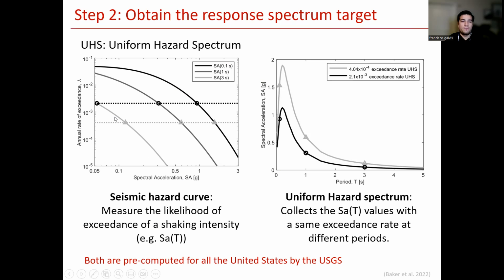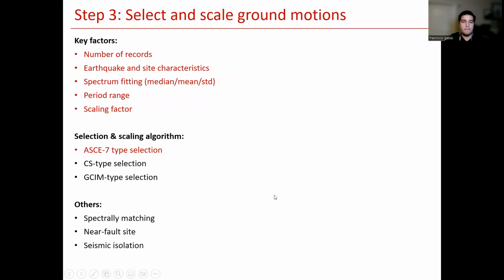And you can throw a horizontal line here, which basically says what is the spectral acceleration that has the same annual rate of exceedance, or return period, for all of the periods, right? And that's what you can plot here on the right, the uniform hazard spectrum. It collects the SA values with the same exceedance rate at different structural periods. All of this is pre-computed, and you can use the USGS hazard tool to get this information right away for any site in the US.